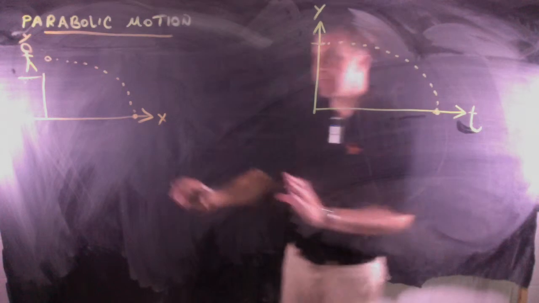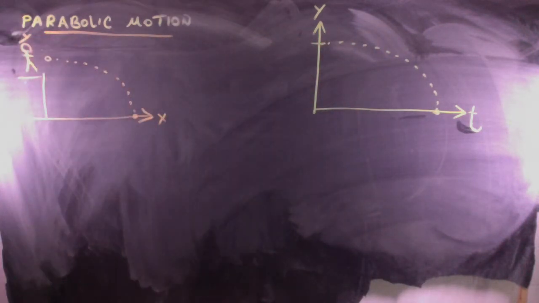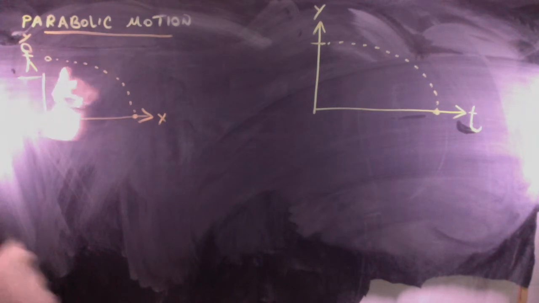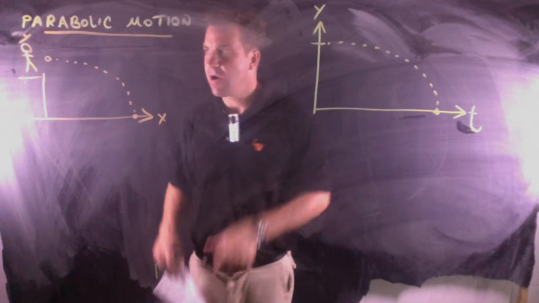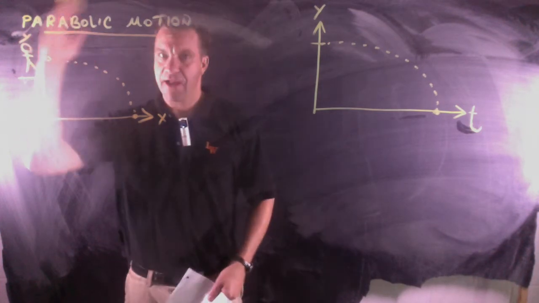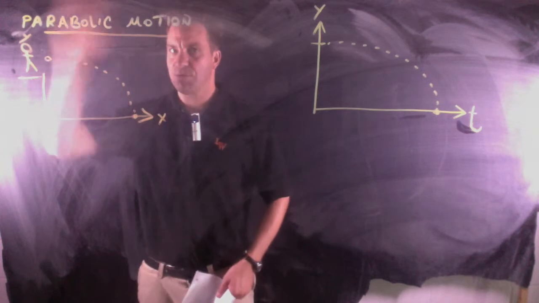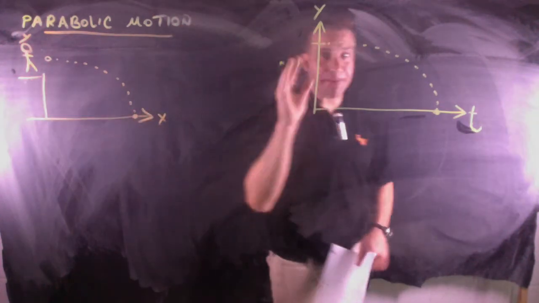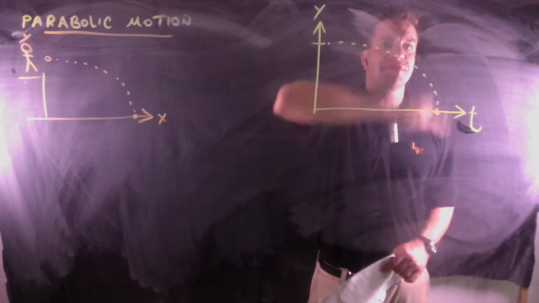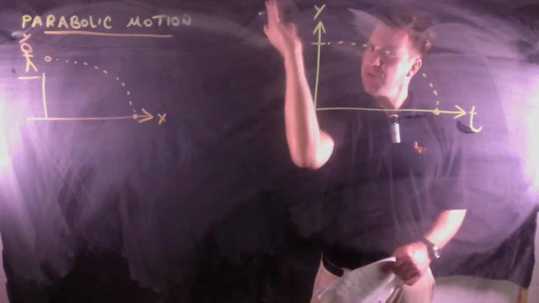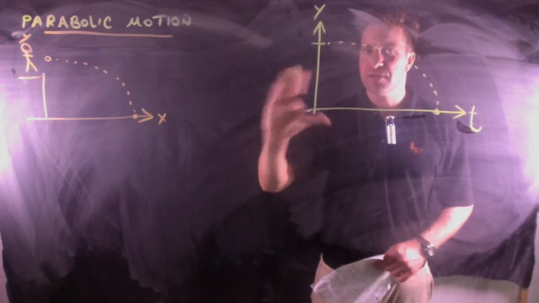But we just said that this thing was a parabola, and yet this was Y as a function of X, Y on the vertical, X on the horizontal. We said that Y versus X gave us a parabola. But now we're mapping something totally different. Now we're mapping Y as a function of time. Is this a parabola? Or is this not a parabola? What do you think?